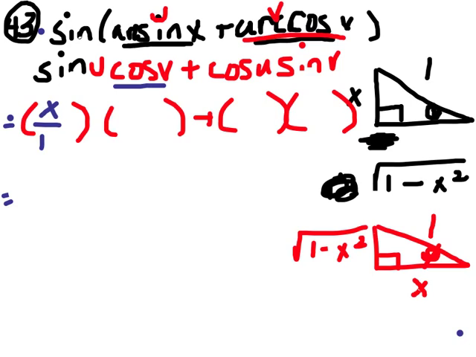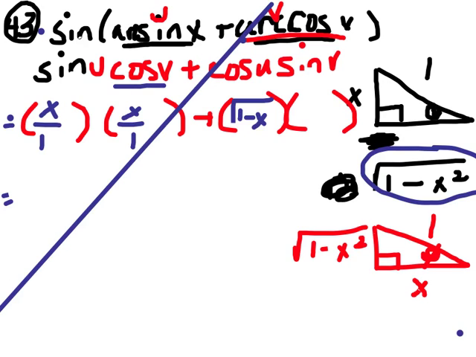Now cosine of v, that's the second triangle down here. The cosine is the adjacent over the hypotenuse. Wouldn't that also be x over 1? So I'm going to write that there. Okay, now we're on the other side of the plus sign. The cosine of u, that's the top one. Cosine is adjacent over hypotenuse. Isn't that going to be the square root of 1 minus x squared over 1? So I'm going to write down square root of 1 minus x squared. Oh wait a minute, yeah, that's right. I thought I got it off the second triangle, but get rid of that line.